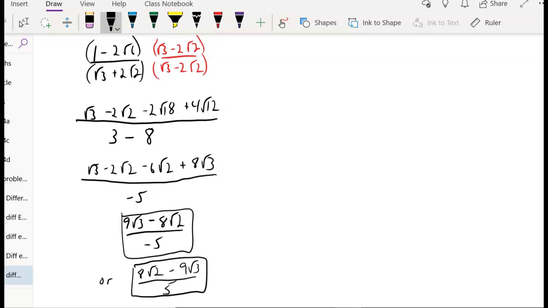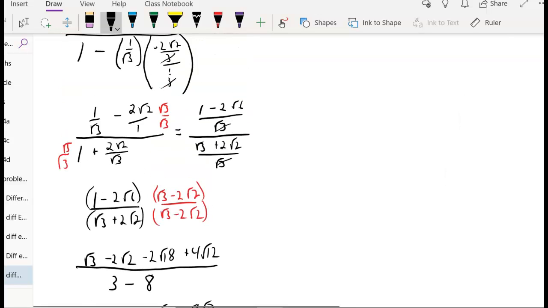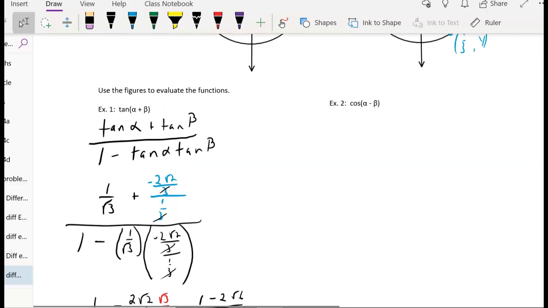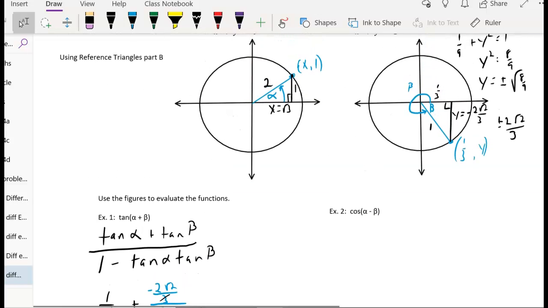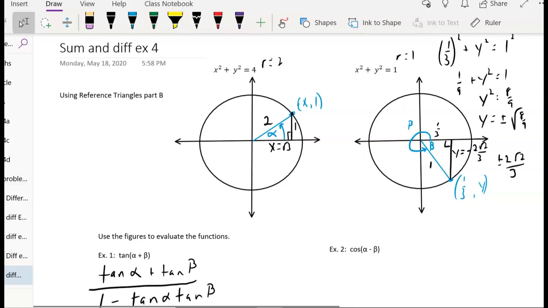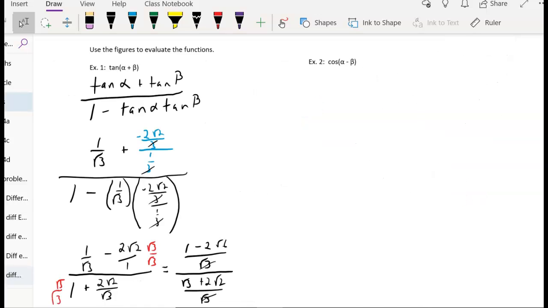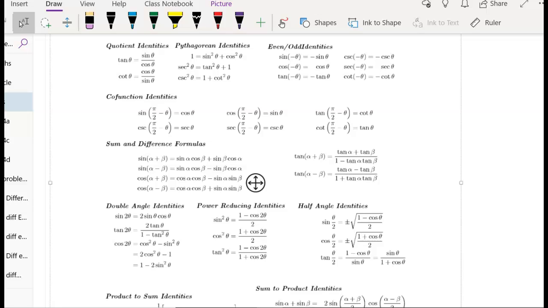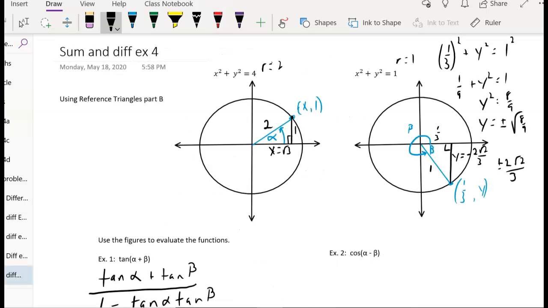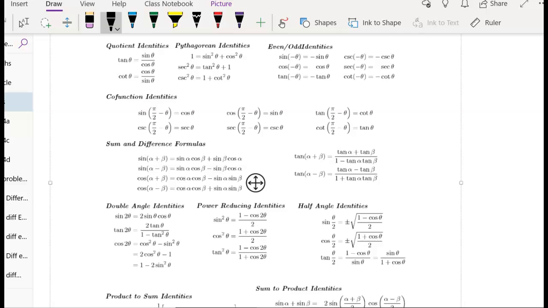Okay, the other one is luckily much shorter. Tangents tend to be longer, especially when you have 4 layers in your fractions. This time we're going to look at the cosine of alpha minus beta, and we're going to use the same triangles that we've already finished up. And so the formula for the cosine, looking back at the identities, the formula for the cosine of alpha minus beta is right here. So we're looking at this one right here.